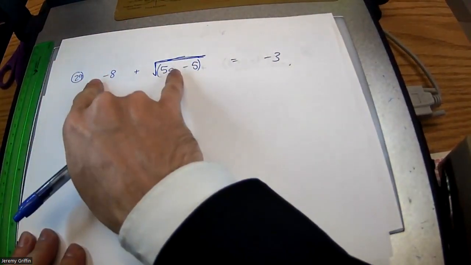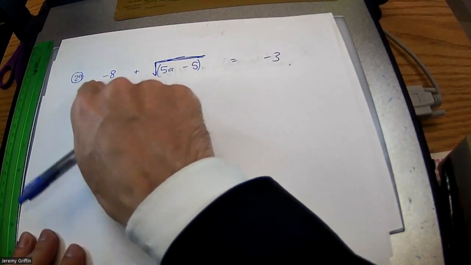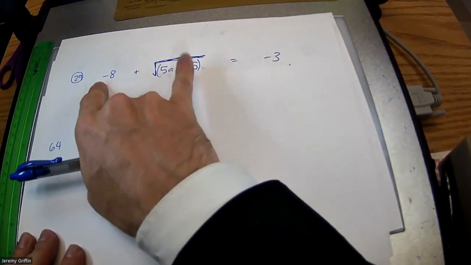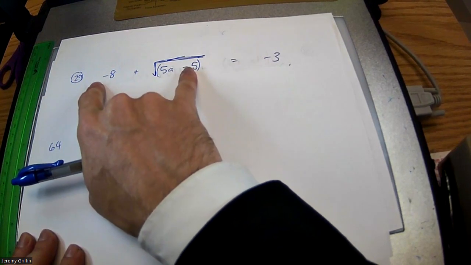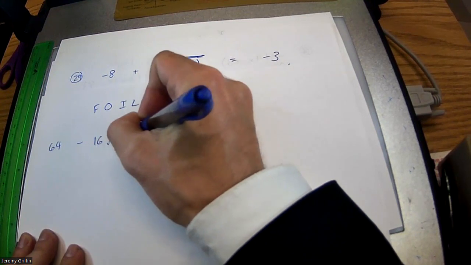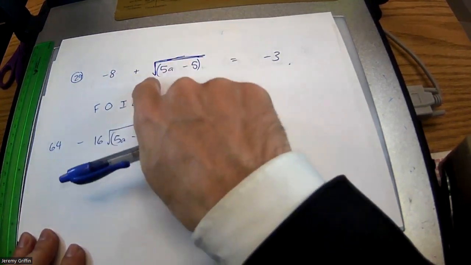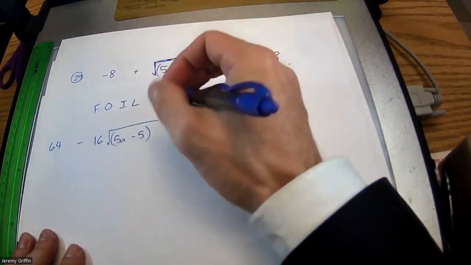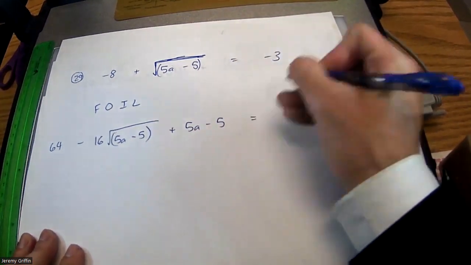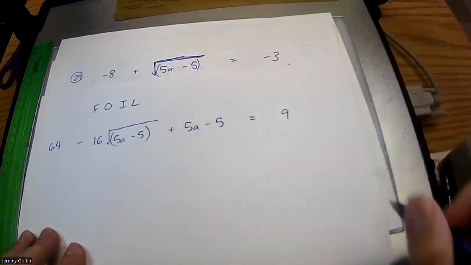Remember F-O-I-L? So it'd be this times itself, which would be negative 8 times negative 8 is positive 64. Then outside, inside, you'd have this times this, and then this times this, so that'd be minus 16 square root of 5a minus 5. And then plus, last, this times this, the square root would go away for that last term, 5a minus 5. And then the other side, negative 3 squared is positive 9.